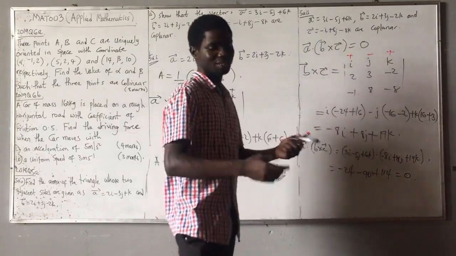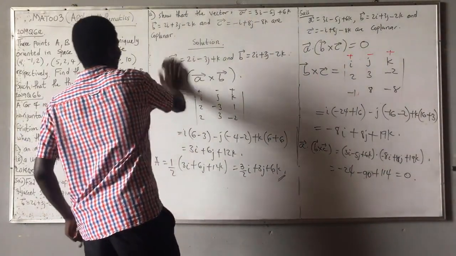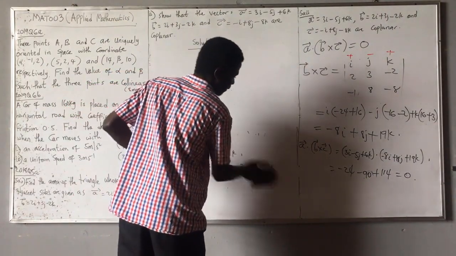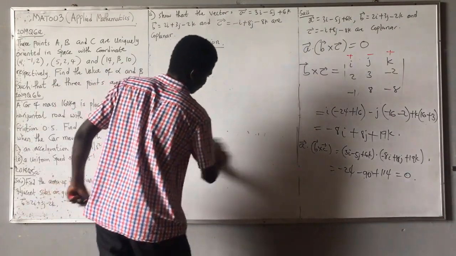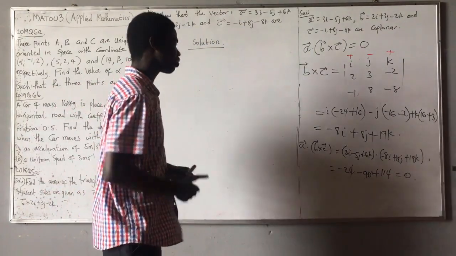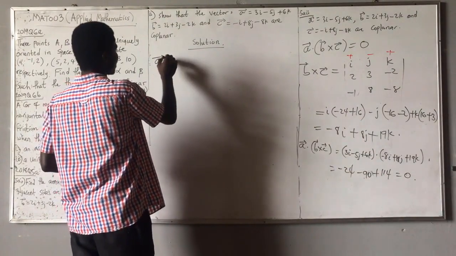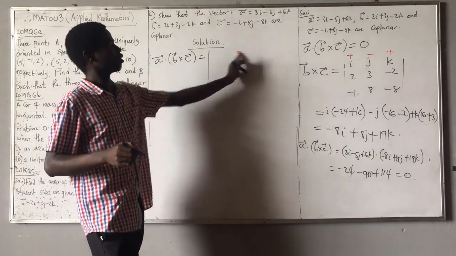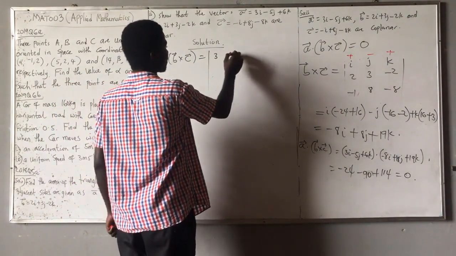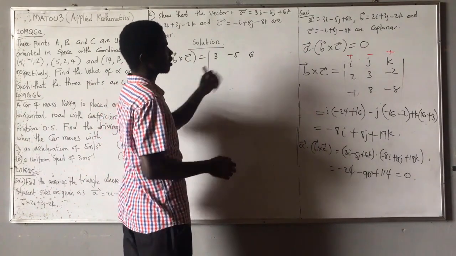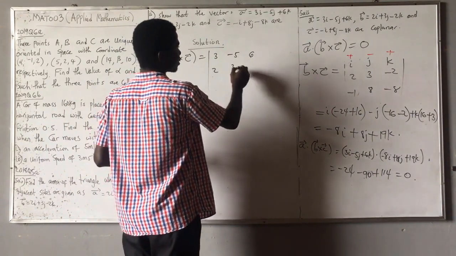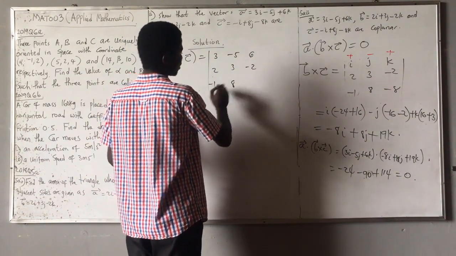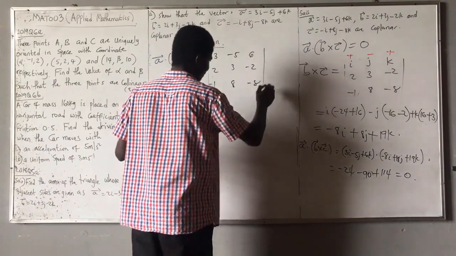Now let me show you the alternative method of solving this. It's a long method of solving. The alternative method of solving A dot B cross C is you put A first. A is 3, minus 5, 6. B is 2, 3, minus 2. Then C is minus 1, 8, minus 8.